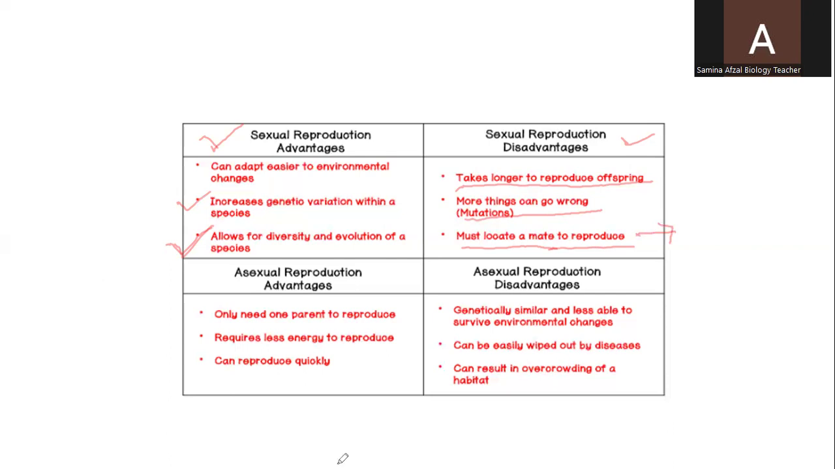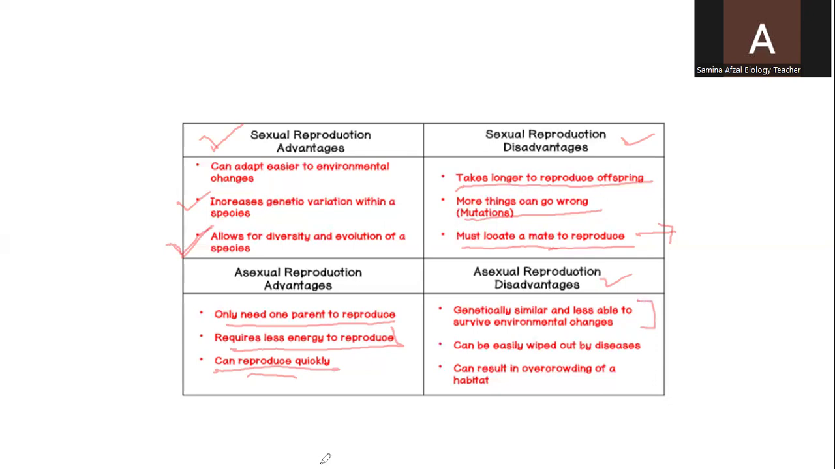Now, the advantages of asexual reproduction: only one parent is needed to reproduce, and it requires less energy to reproduce. Only a single parent is there, with no fusion of gametes, so less energy is required. It can reproduce quickly, since organisms reproduce asexually by different means. The disadvantages of asexual reproduction are that offspring are genetically similar and less able to survive environmental changes. They don't have genetic variability.